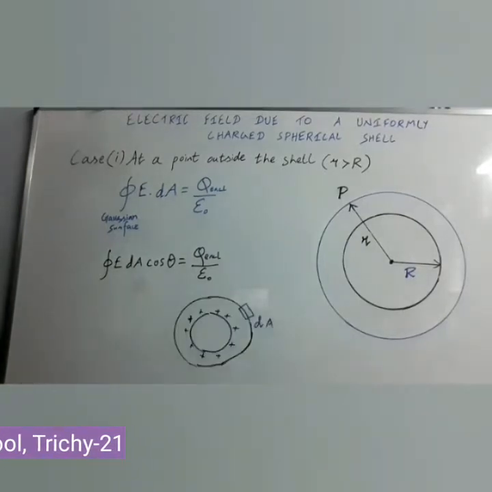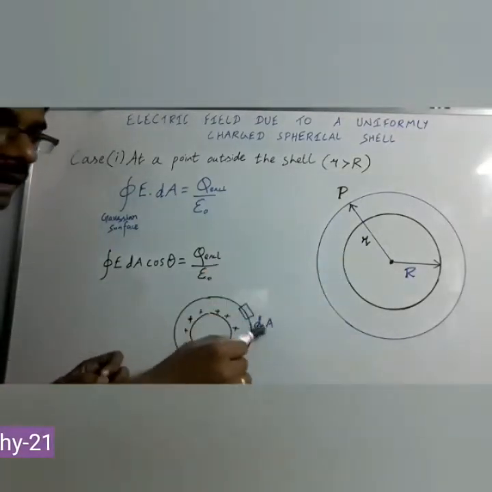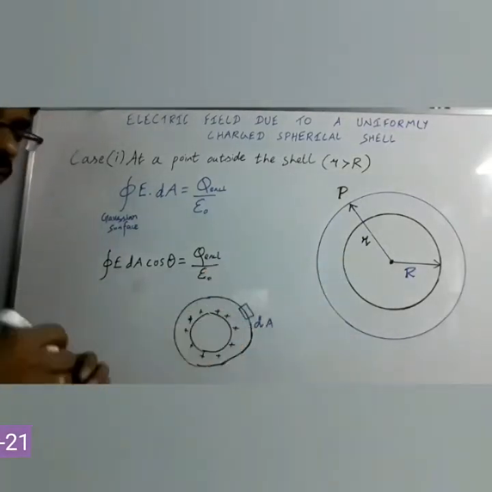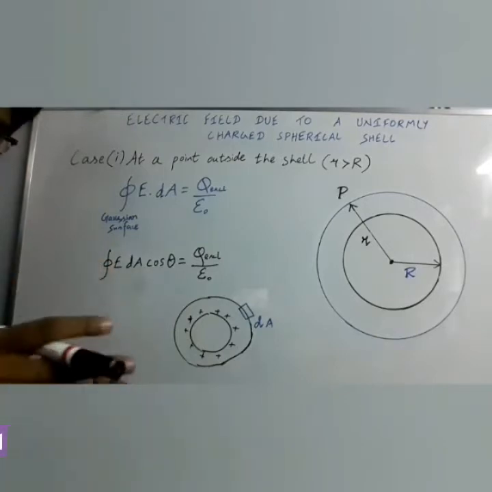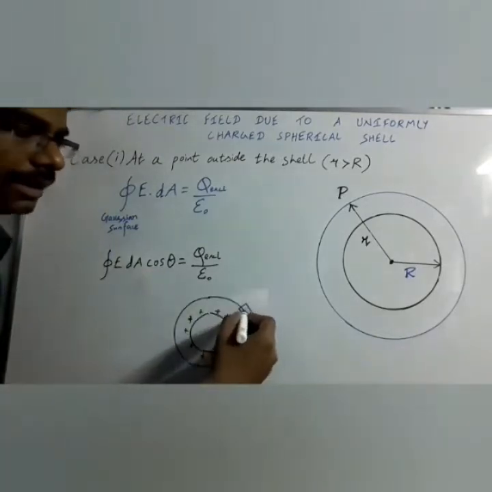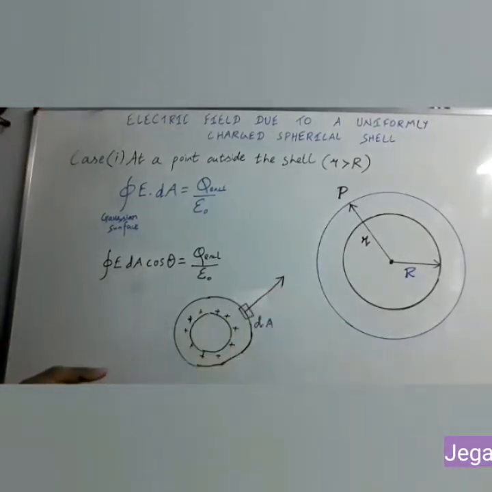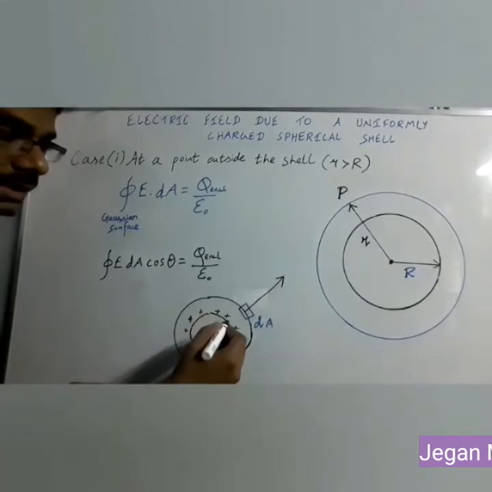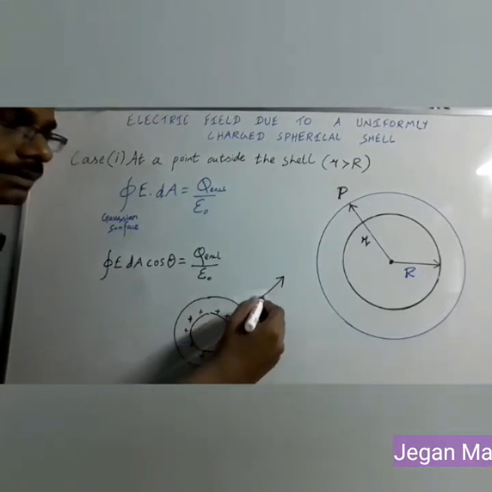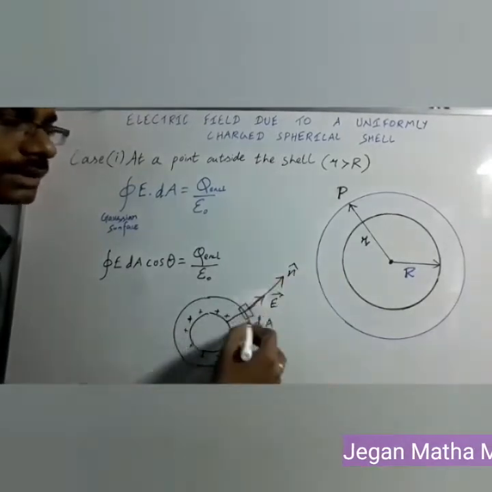To find the angle, we have to take an area element on the Gaussian surface. The same diagram I have drawn here. So I have taken the area element on the Gaussian surface. We know that angle theta is the angle between the normal and the electric field lines. Here, what is the direction of the normal? It is perpendicular to dA, so it acts along this direction. And what is the direction of the electric field? You know that it is positively charged. From this point, it acts along this direction. Here it is the direction of the electric field, and here it is the direction of the normal to this area element.